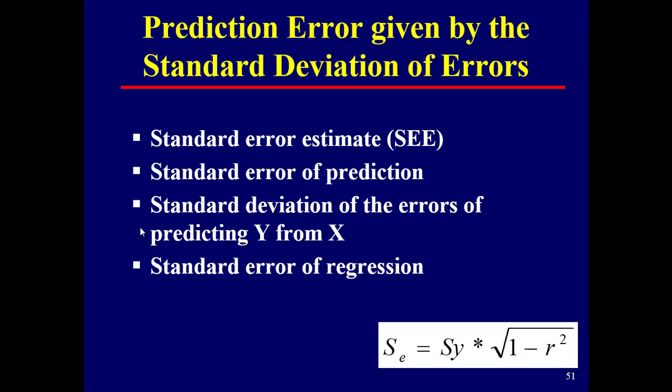Okay, now there's different names, of course, that are given to this term, the standard error of the estimate. It's sometimes called the standard error of prediction. It's sometimes called the standard deviation of the errors of predicting y from x. And sometimes it's called the standard error of regression. What you need to know is that very simply we can estimate what this value is and report to our clients, patients, and athletes how much error is involved in the test if we do the simple math that's involved in estimating the standard error of the estimate.